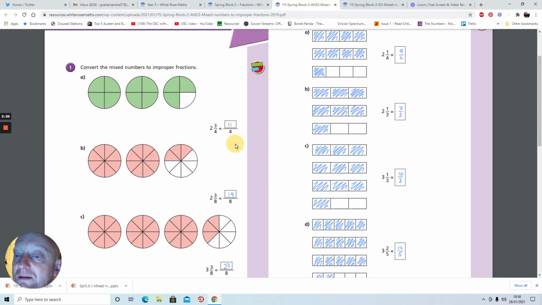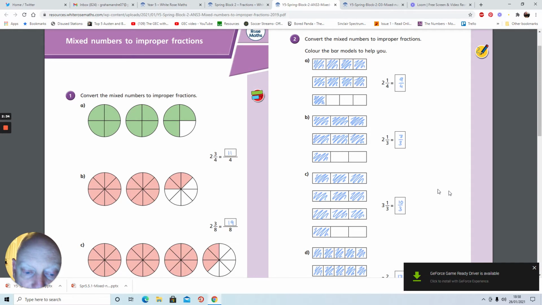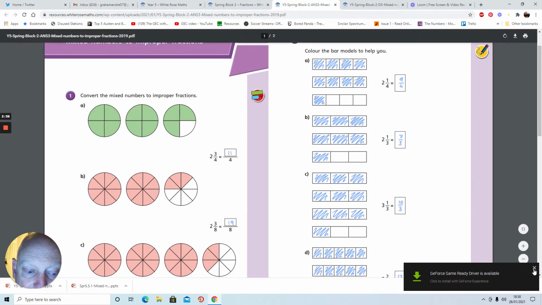Because of what we've done previously, they should be quite straightforward. It's very similar to what we've done this week so far, which is what I really like about this scheme of work. It builds upon everything that we've been doing. So hopefully when you come to see this, nothing is new.